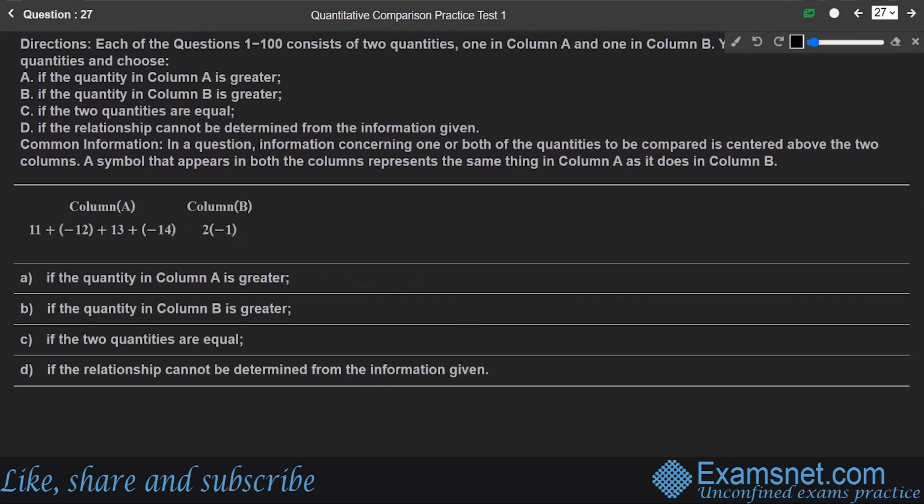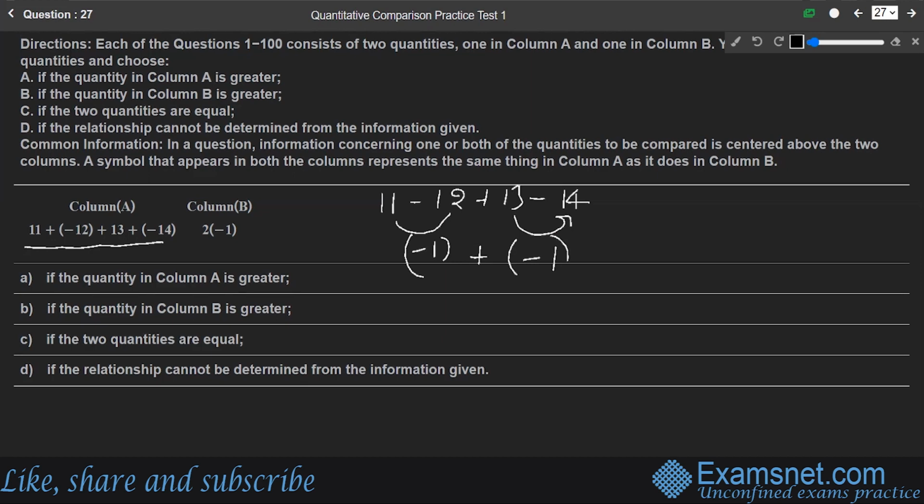Now, in this question, what they are saying, column A and column B. Column A has got a mathematical expression to solve. Let us solve this expression. This can be 11 minus 12 plus 13 minus 14. If we solve this further, 11 minus 12 is minus 1. 13 minus 14 is also minus 1, and there is a plus 1 in between. So it actually becomes minus 1 minus 1.